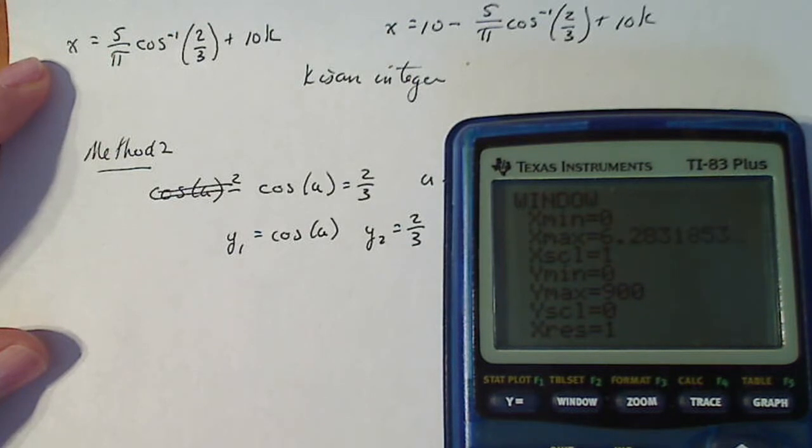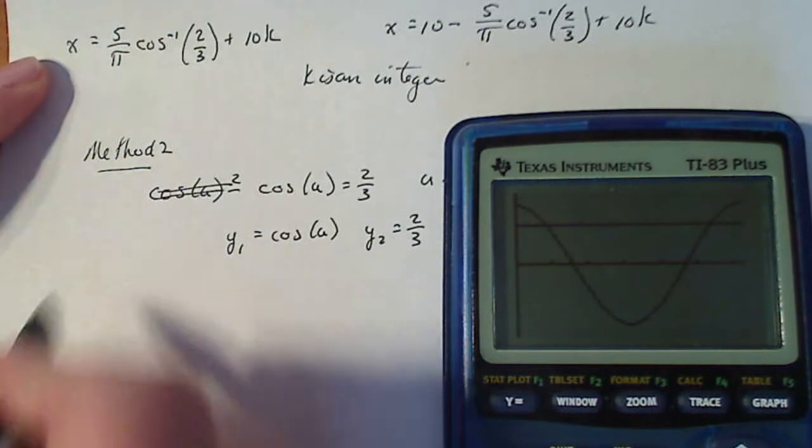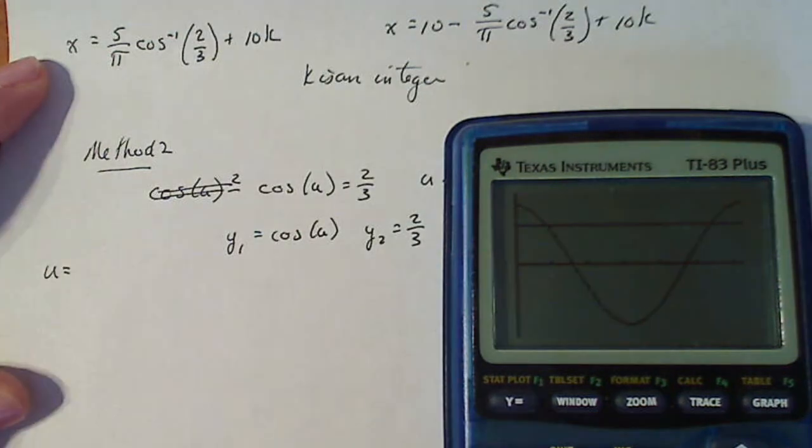And the amplitude of this guy is 1. So my y min is going to be minus 1.2, y max is 1.2, just to make it a little bit bigger. And then let's look for the intersection. So there's my first rotation, 0 to 2 pi, and there's intersection 1 and intersection 2. So let's write this down where the intersections are.